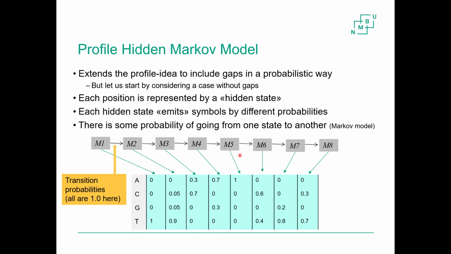So that's our first version 1.0 of our hidden Markov model. But actually we haven't done anything other than what we did with this profile, right? But now comes the big trick here. We introduce gaps.